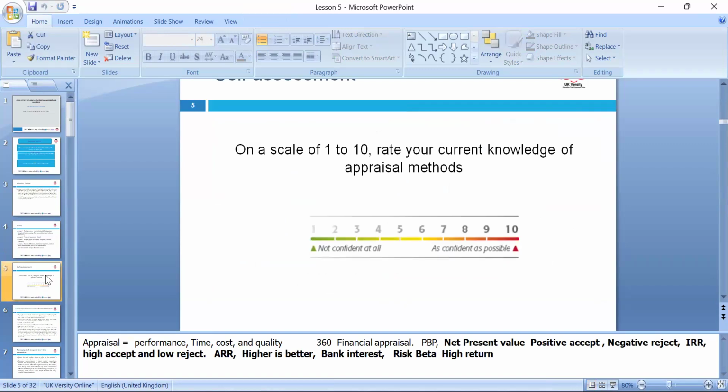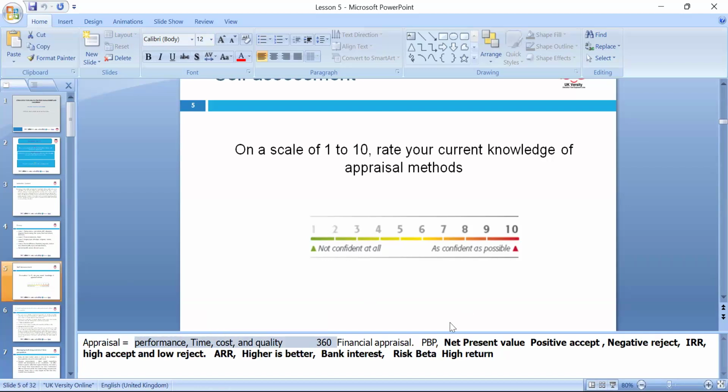Please scale yourself from 1 to 10: how much do you know about investment appraisal? Anyone? Okay, always good to ask. When we appraise, we look at three areas: time, cost, and quality. In normal generic business performance, we use a 360-degree appraisal.